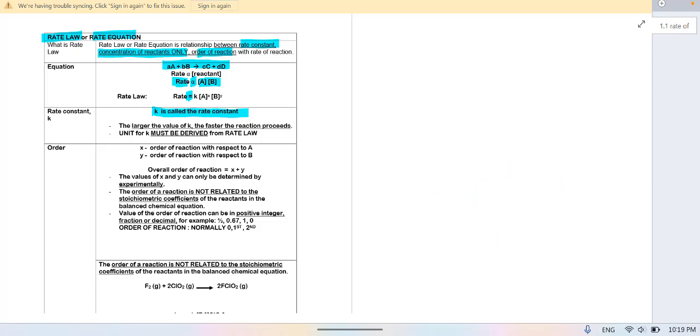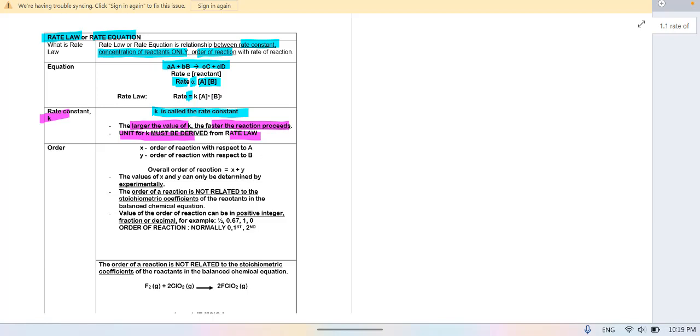Okay, next we talk about rate constant. So the larger the value of K, the faster the reaction proceeds. And K does have unit. K ni ada unit. Tapi unit dia tak ada yang spesifik. The unit must be derived from rate law. Dia ada unit tapi dia tak spesifik. It's depending on your rate law.